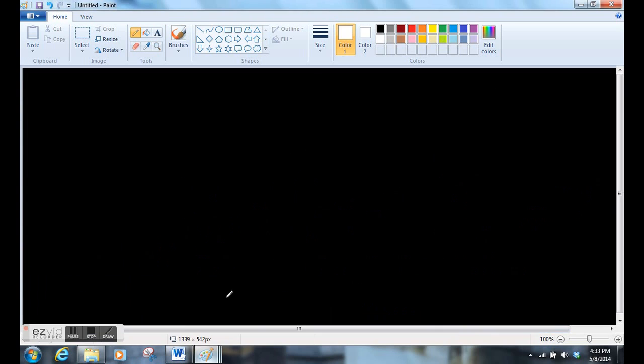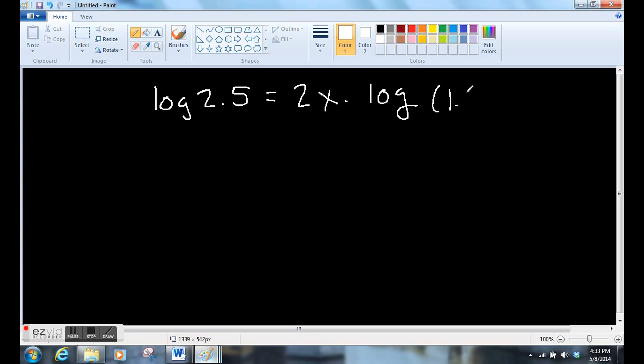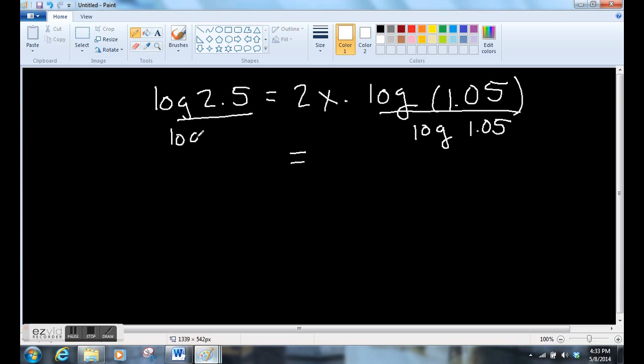Let me do this on a new paper. Oh look, I got my paint things all backwards. So let's do this again. Here's where we were. Log of 2.5 is equal to 2x times log of 1.05, because that was the exponent and it came down in front. Now we can divide both sides by log base 10 of 1.05. So now we have 2x over here all by itself.